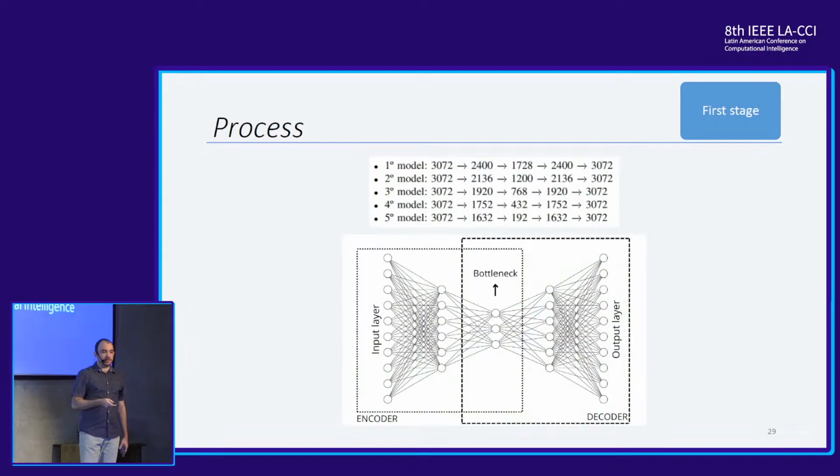Okay, we see the number of neurons in each layer of the autoencoder. We start with 3072 input data and finish with the same number, and the bottleneck has, for the first model 1728, the second 1200, the third 768, the fourth 432, and 192 neurons in the bottleneck.